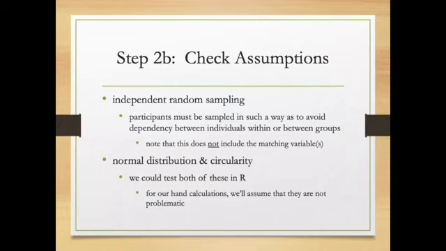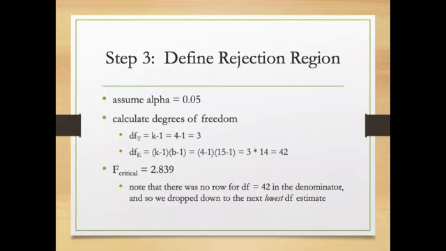The assumptions of normality and circularity are less critical, and they're easily tested in R. So for now, we'll just assume that they're not problematic. This step is also the same as our third step in the testing of independent groups ANOVA designs. The key difference here, though, is that the degrees of freedom for the error term is markedly less than the degrees of freedom for the independent groups ANOVA.